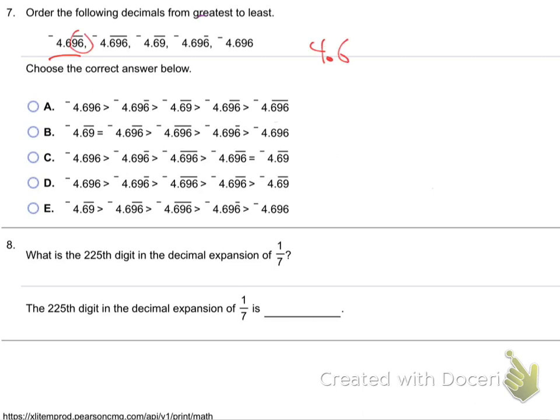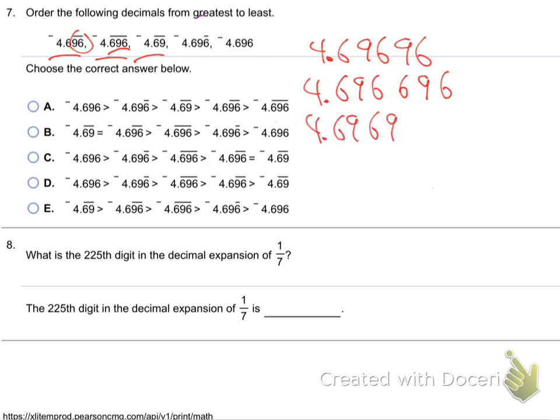So 4.6, and then what repeats is the 96. So 96, 96. This one, and I know they're negative, I'll do that later. 696, so 696, 696. Okay, next one. 4 point, and this one's 696969. Next one, 4.69, and then the 6 is repeated. This one, 4.696, and it just stops.